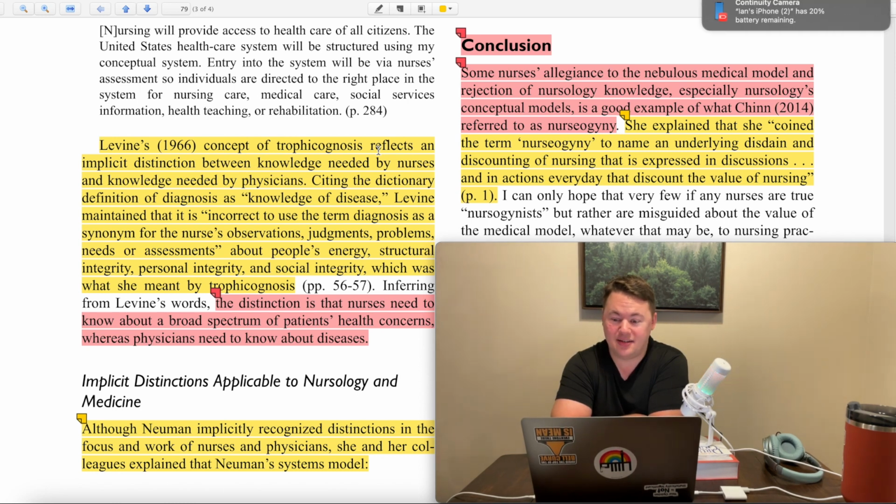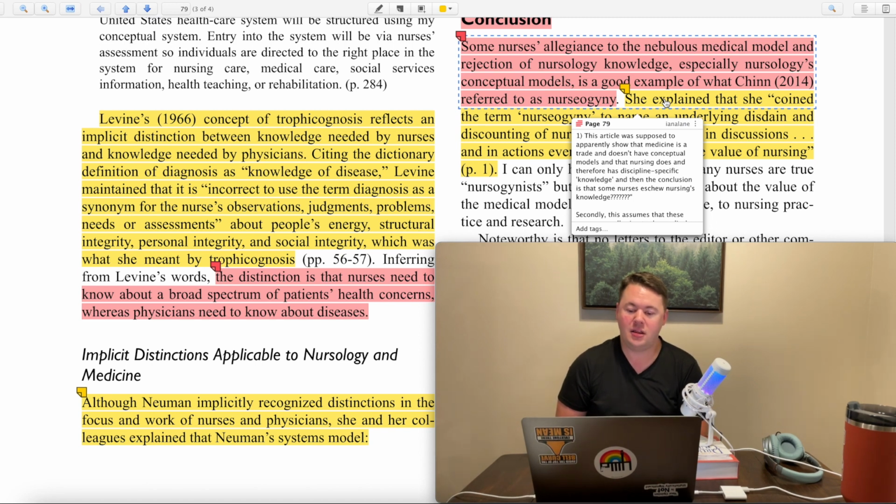That's crazy. Importantly, this conclusion has nothing to do with what the paper sought to do in the beginning of the paper. Nothing. It has nothing to do with delineating nursing from medicine. It has nothing to do with any of the arguments she's posed up until then. This paper is a series of disconnected arguments that are not really coherently describing the problem or defining the terms in the problem, and then concluding with something completely irrelevant about nursogeny?